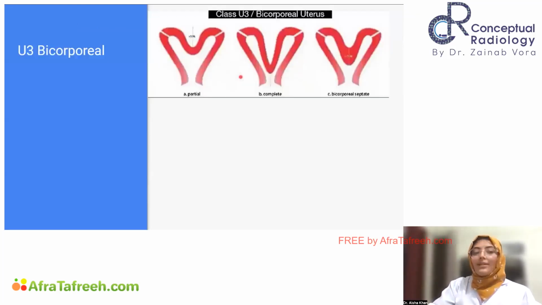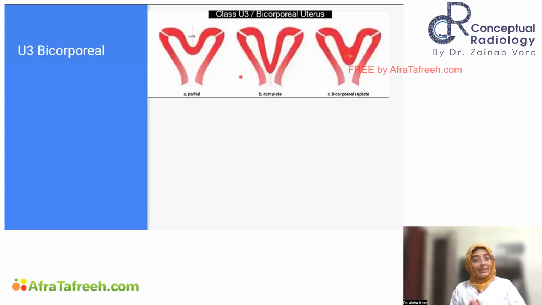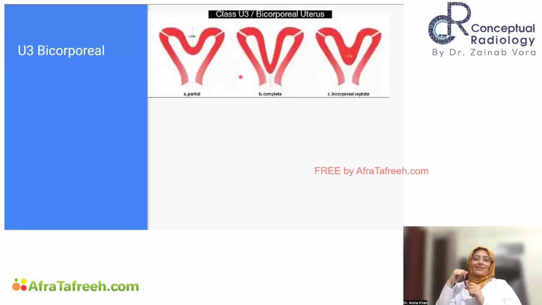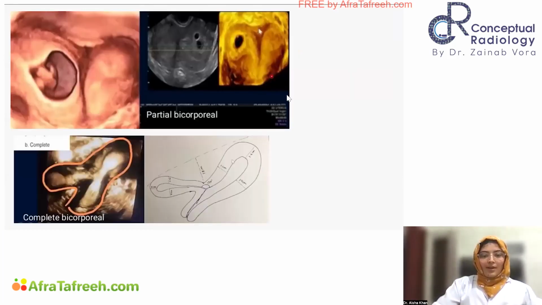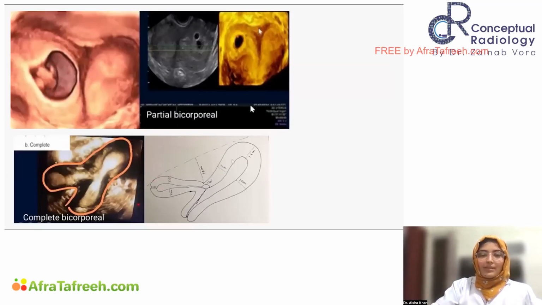Now we come to U3, which is bicorporeal. So bicorporeal can be partial, complete, or type C, which is bicorporeal septate. Okay, so type C, I think, is the most interesting right now to everyone, that an entity like this can exist. Yes, it is possible. So these are our cases. The images on top are showing us a partial bicorporeal uterus, and there is a pregnancy in one side of the hemiuterus, and then you have a complete bicorporeal uterus as well. And how beautifully a handmade diagram can depict the same.